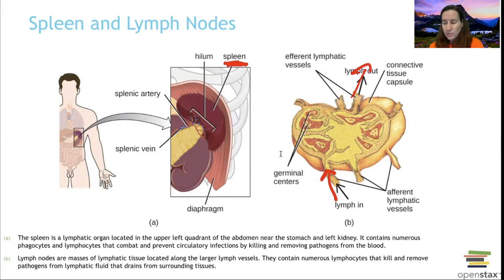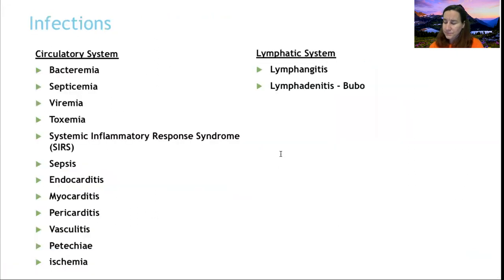So those are major parts of the circulatory system and the lymphatic system that buddies up with this circulatory system to take away the fluid that can accumulate. All of the different terms that we need to know.